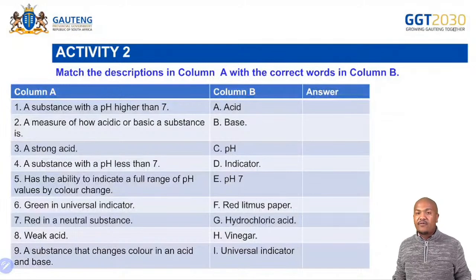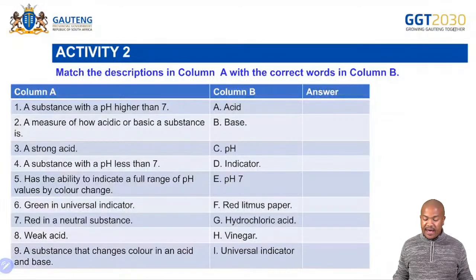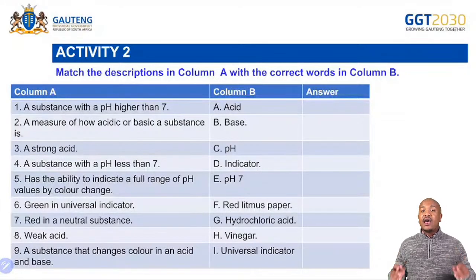Then in column B, you have options such as acid, base, pH indicator, pH 7, red litmus paper, hydrochloric acid, vinegar, and universal indicator. So please match column A and B, and I'm going to give you 5 minutes to complete this activity. Then afterwards, we're going to mark together.